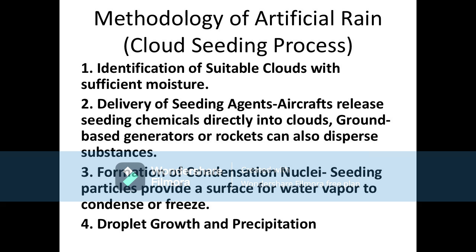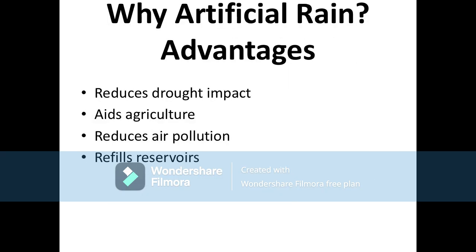Third step will be the formation of condensation nuclei. These condensation nuclei will act as the surface, as I just told, so they will be allowing the surface area for water vapors to condense, and finally those water droplets will grow in size and fall in the form of precipitation, either snow, hail, or rain.